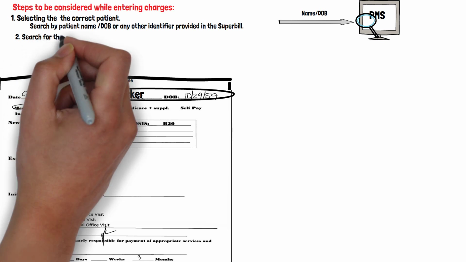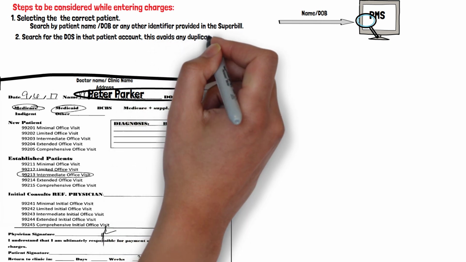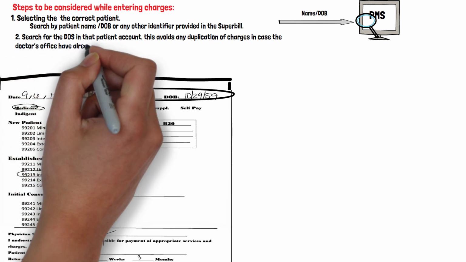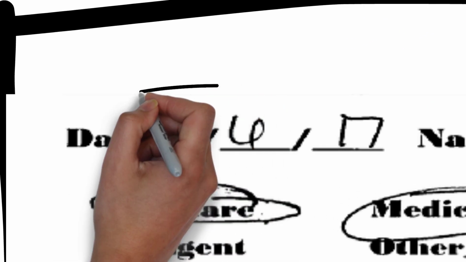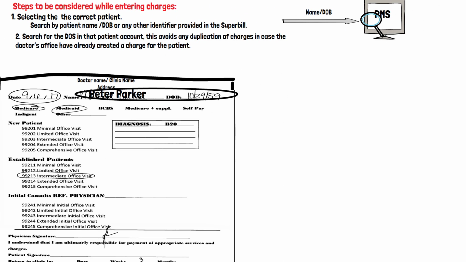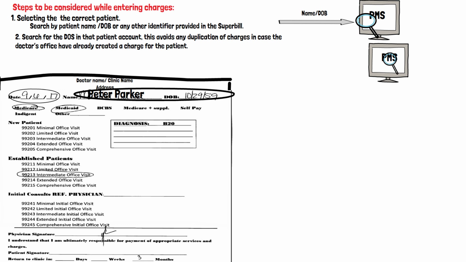Now, the second step is to search for the date of service in that particular account. We are doing this in order to avoid any duplication of charges, in case the doctor's office has already created a charge for this patient. Since the doctor office also has access to the PMS, sometimes they may create the charge for the patient.